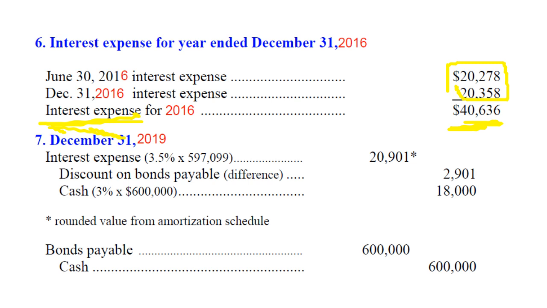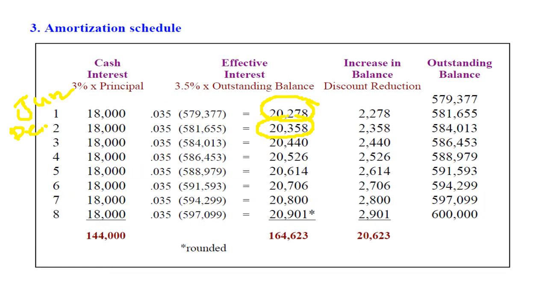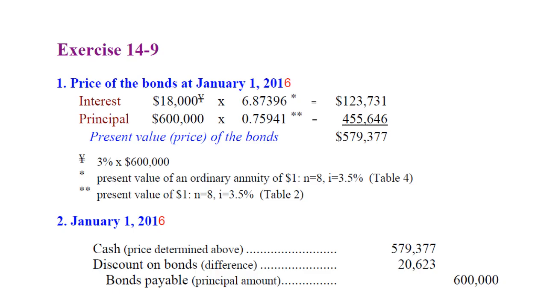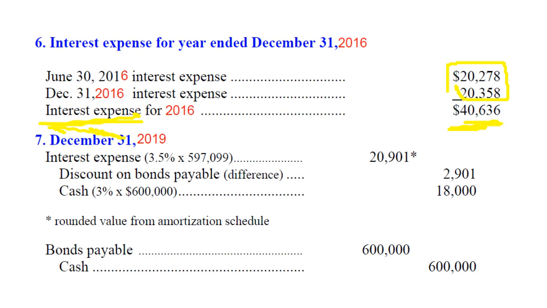Our last question is: prepare the journal entry for the maturity of this bond at 31st December 2019. At maturity, we are paying the full amount, the 600,000, the principal amount of this bond, from bond payable to cash. We are paying the full amount of the bond from bond payable to cash.